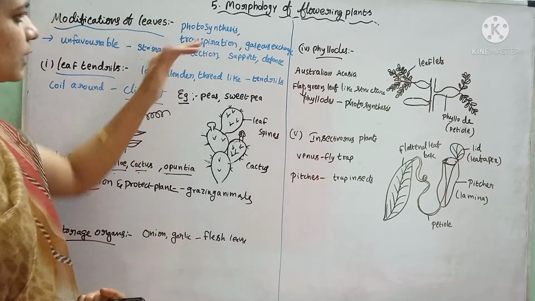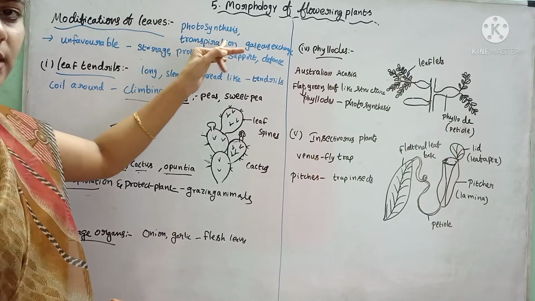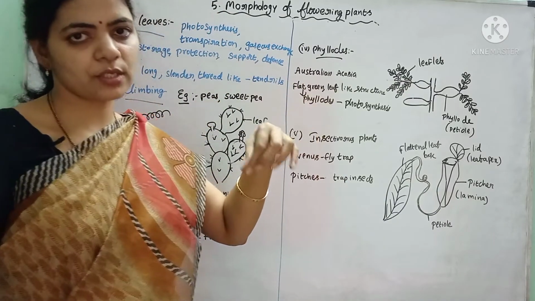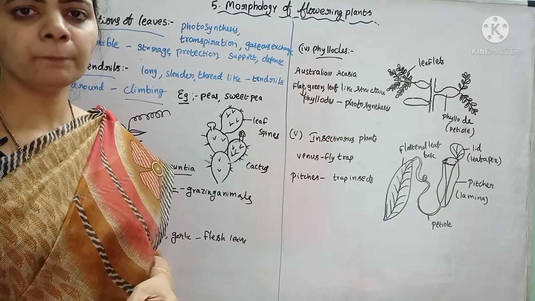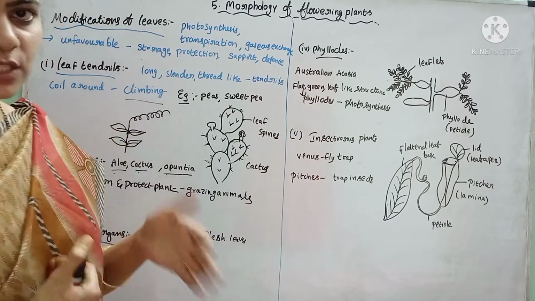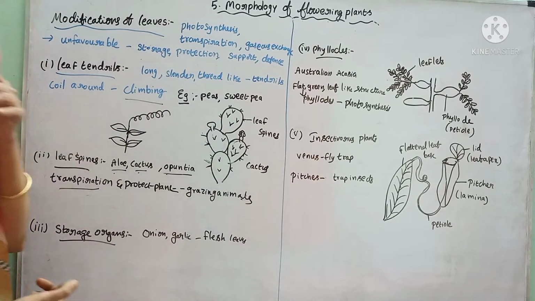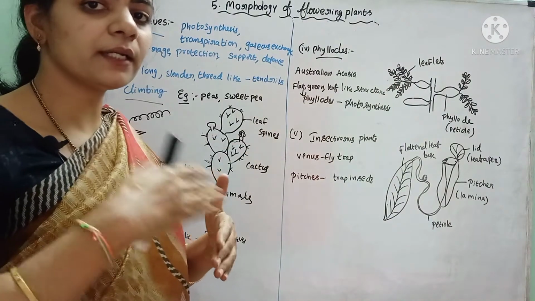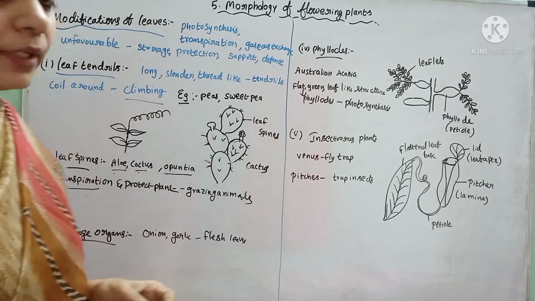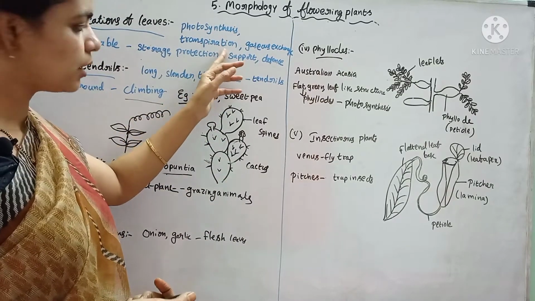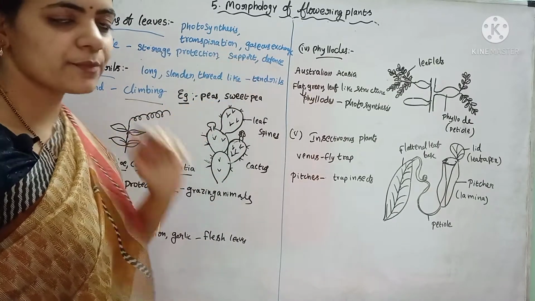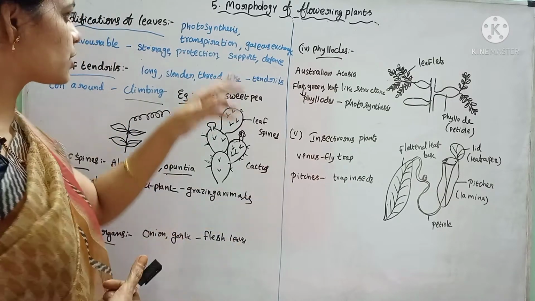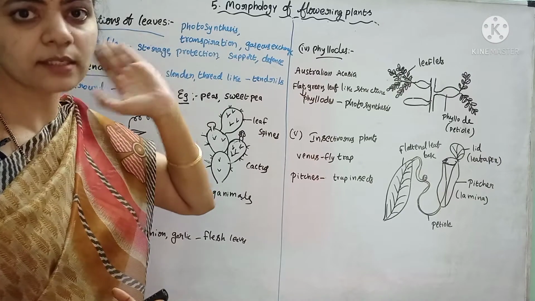But that is one function, and another function is transpiration. Transpiration means what? The leaf contains several opening structures, those are nothing but stomata. By means of those stomata, gas exchange takes place. At the same time, whatever excess water is present in the plant will be evaporated in the form of water vapor. That process is called transpiration. So those stomata also help in gas exchange. These are the functions of the leaf: photosynthesis, transpiration, and gas exchange.